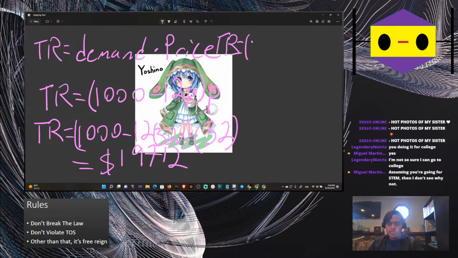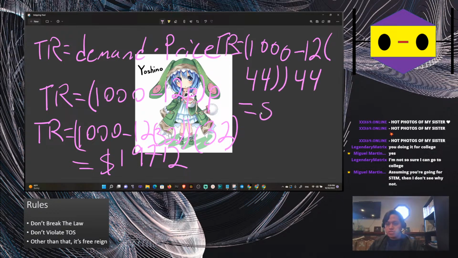So now let's do it again for the next one, and that'll be open parentheses 40. My bad. It's 1,000 minus 12 times 44, close parentheses, 44. And that'll equal 20,768.